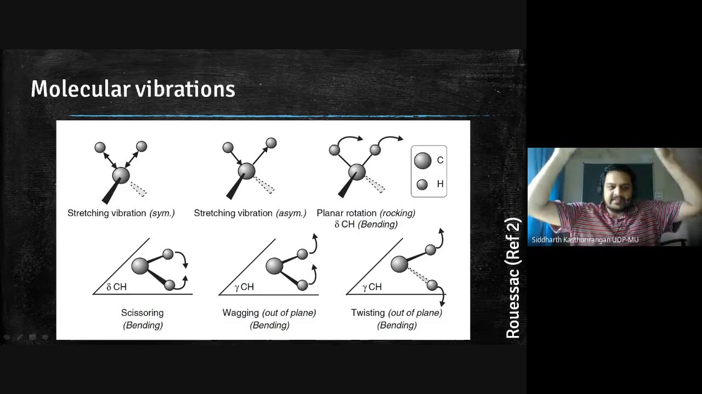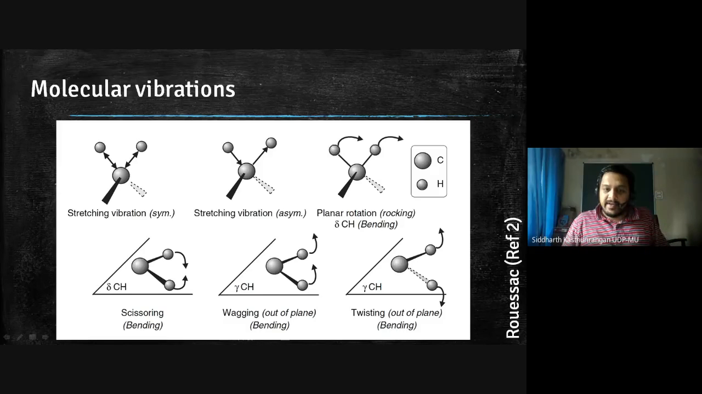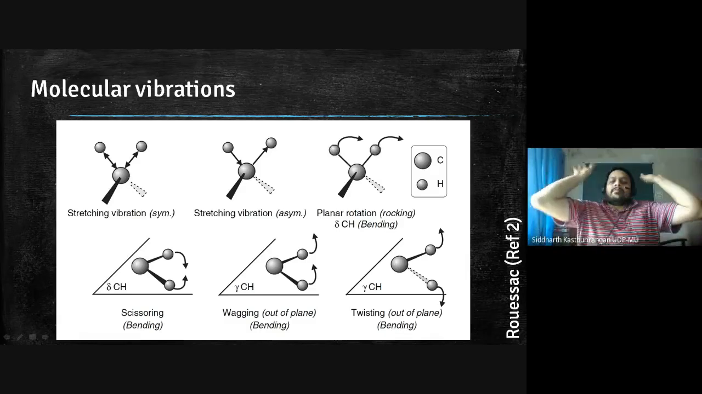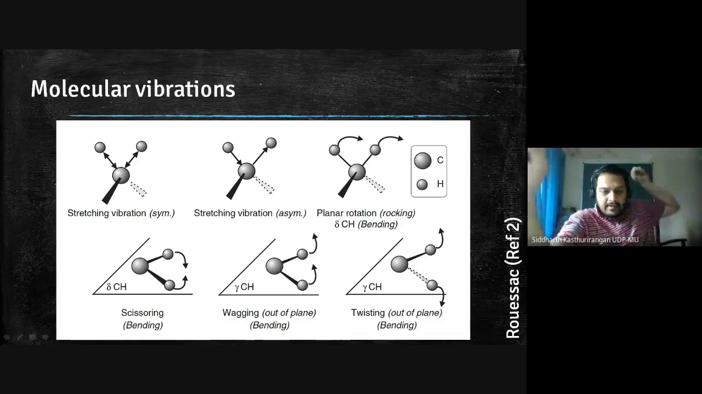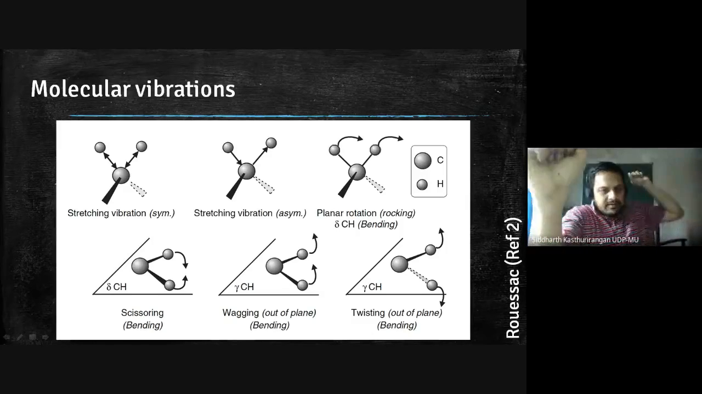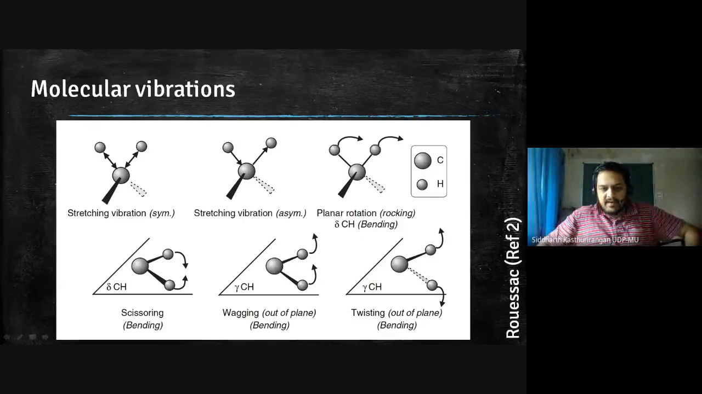And you also have, with the rest of my body stationary, rocking out of plane, which is called wagging vibration. This is rocking. My remaining body remains stationary, remember. So if it is in the plane of the molecule, it is called rocking. If it is out of the plane of the molecule, it is called wagging. If it is out of plane and antisymmetric, it is called twisting, because I am twisting along my waist.